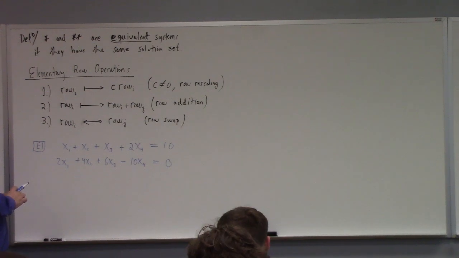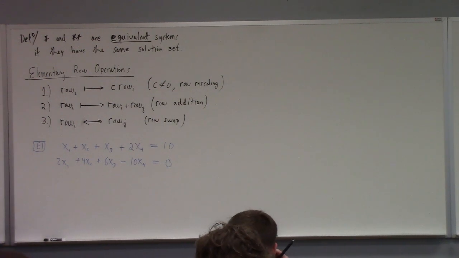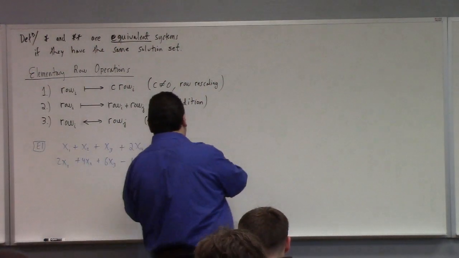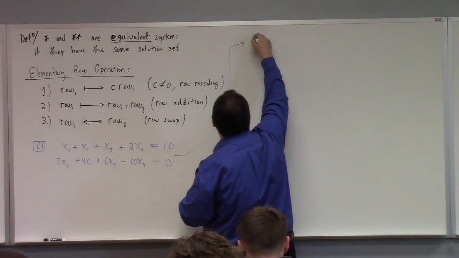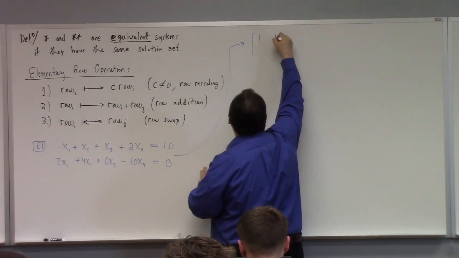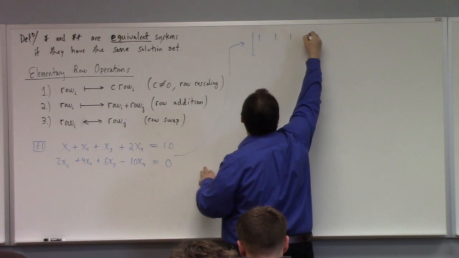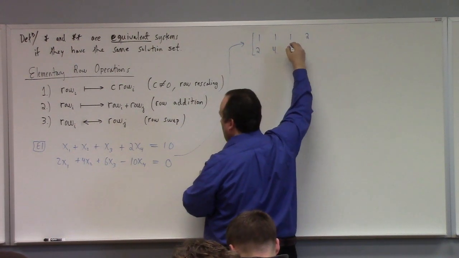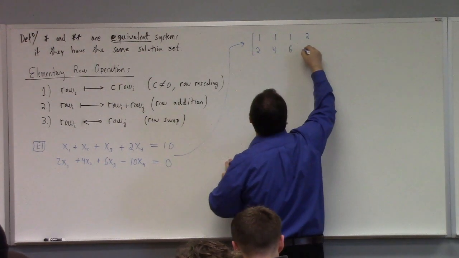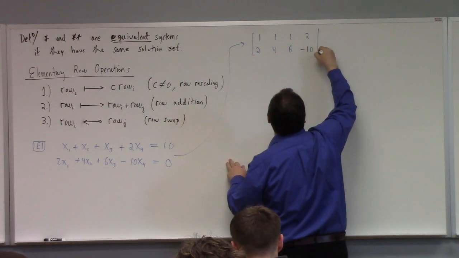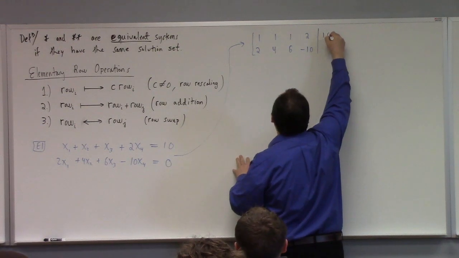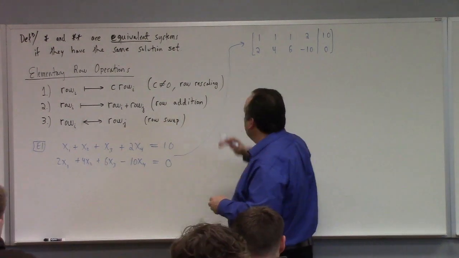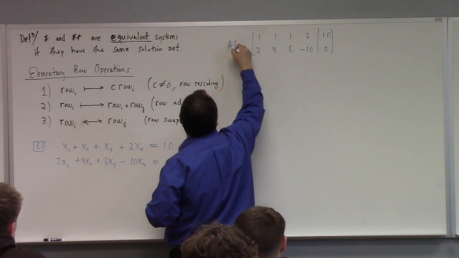So my first order of business here is to write down the corresponding augmented coefficient matrix. So I take this, and this gives me 1, 1, 1, 2, 2, 4, 6, minus 10. Oh, sorry, I forgot the last. I usually put a bar here. That bar is just organizational, yeah? So that's my augmented coefficient matrix, all right?